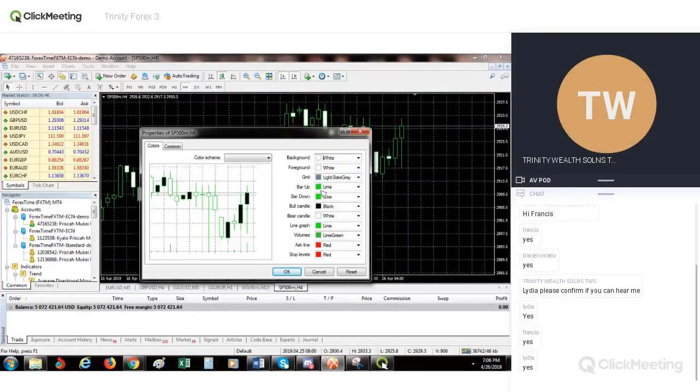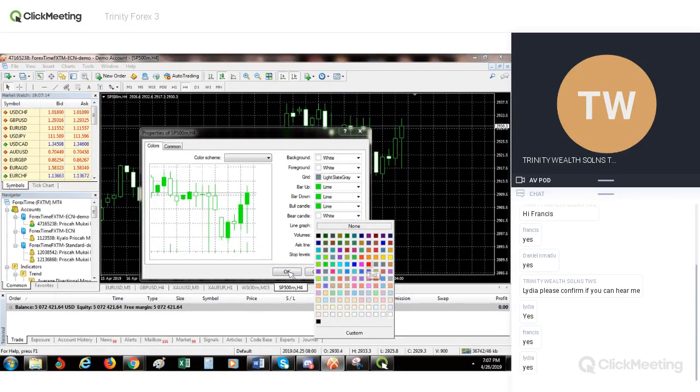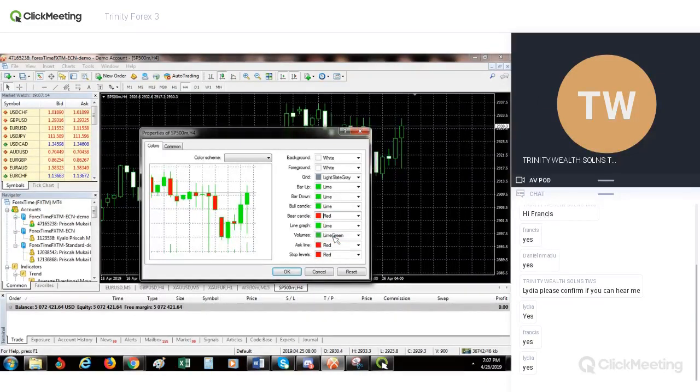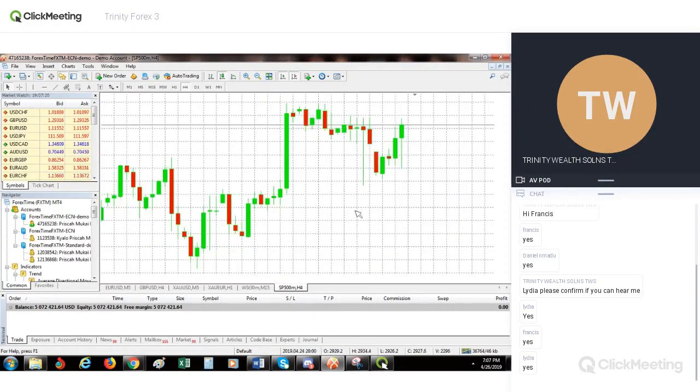Then bar up means the lining around the bullish candlesticks. Bar down, the lining around the bearish candlesticks. Then the bull candle, right now it is black, we can say green. Let's pick lime. Then the bear candle, we can say red, then you say okay. So that's how you change the colors, depending on the colors you're comfortable with.